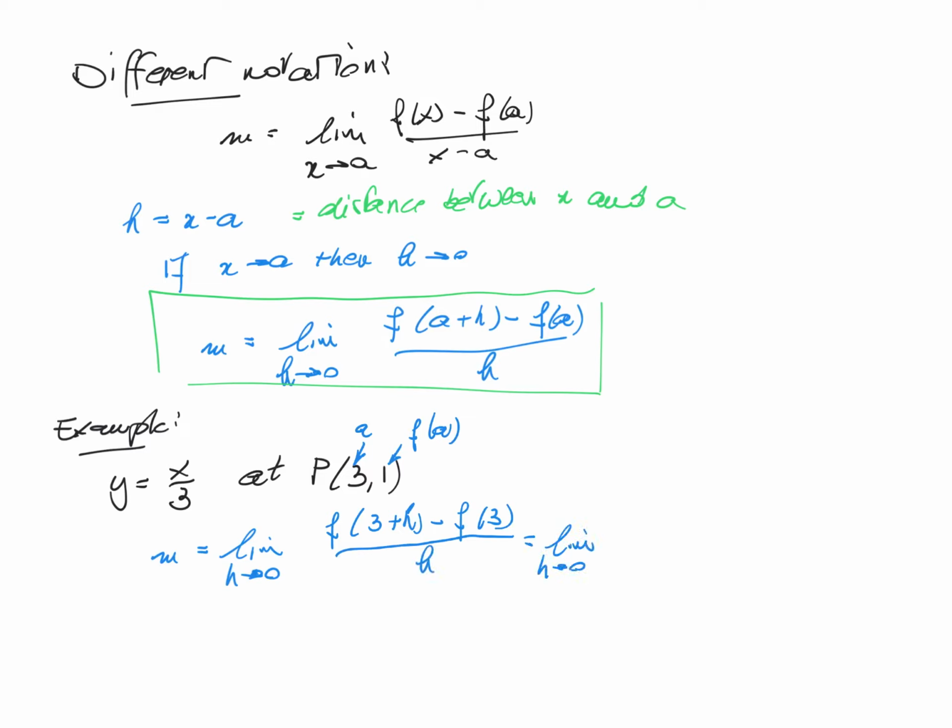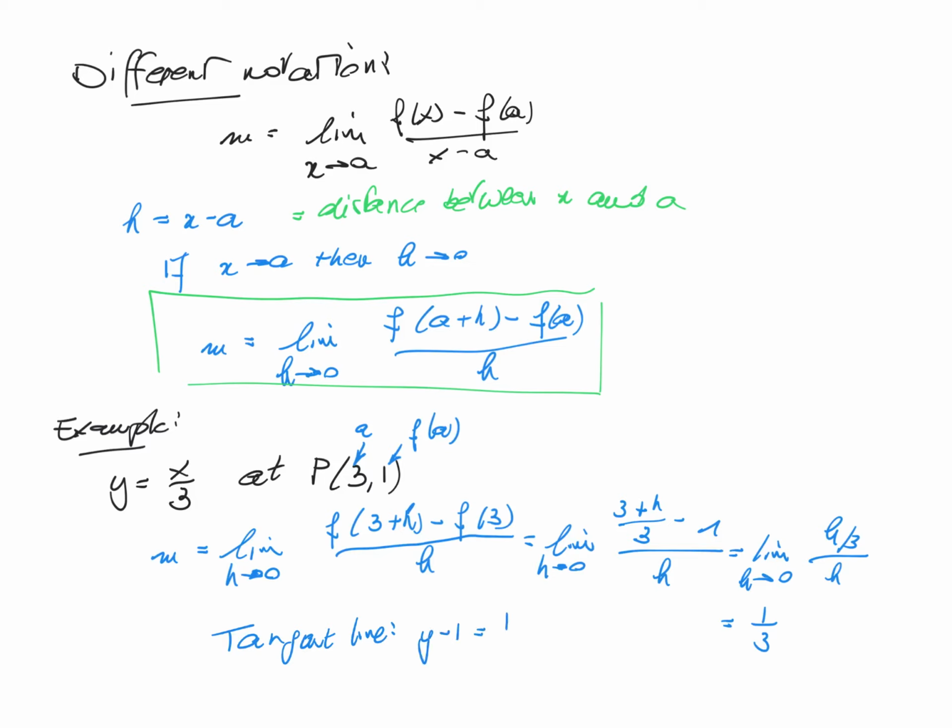Limit for h to 0. We then plug in 3 plus h in the formula, so y is x over 3. We plug in 3 plus h, so it's 3 plus h divided by 3, minus f of 3, which is 1, over h. This becomes, if you put it on the same denominator, 3 plus h minus 3, or just h, divided by 3, over h, for h going to 0, or the limit is 1 over 3. Hence, the tangent line will be y minus 1 equal to 1 over 3 times x minus 3.